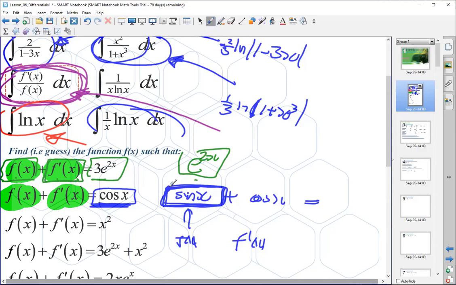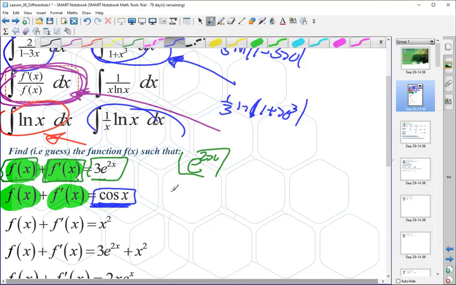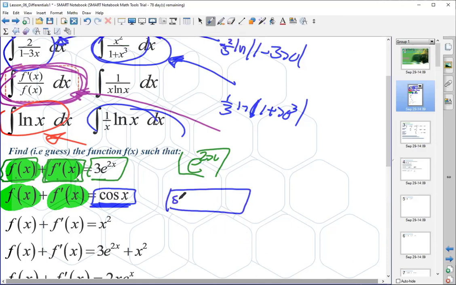So minus cos x. So let's try sine x. Let's try sine x plus cos x as our guess. So let's start again, and this time our f of x is going to be sine x plus cos x.